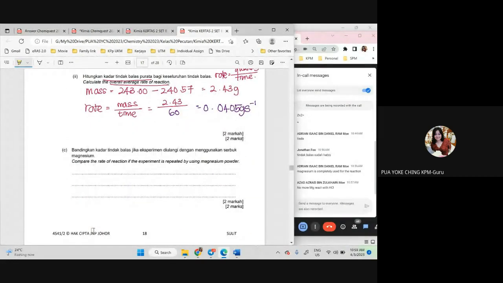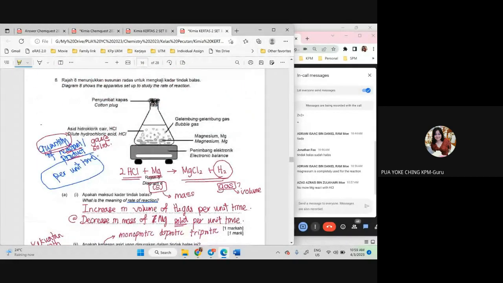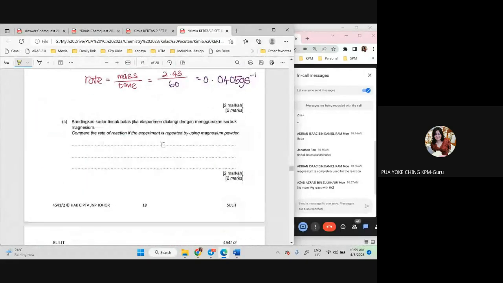Okay, C: compare rate if you use magnesium powder. So tadi dia pakai magnesium lump, okay, yang ketulan ataupun chips. So this one is use magnesium powder. Bandingkan kadar tindak balas jika digunakan sebut, and you check the mark. This is 2 marks. And then you see they hanya 2 markah, and dia tak sebut tentang collision theory.